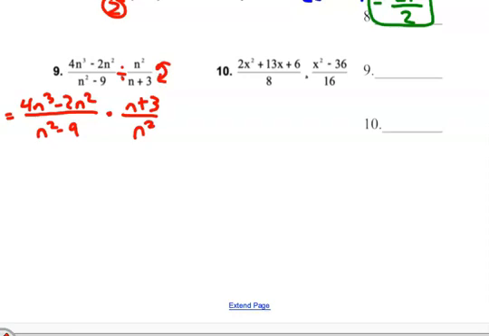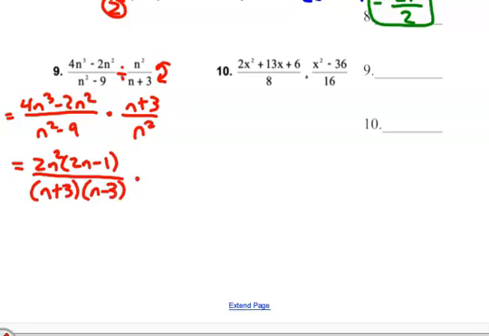Okay, then we look to factor as much as we can. We're going to take a 2n out of the upper left, and we're left with 2n minus n. Oh, I can take a 2n squared out. Sorry, that's going to be a little bit better. 2n squared, and then that's going to leave me with 2n minus 1. There we go. That's better. N squared minus 9, that's another difference of squares, n plus 3 and n minus 3. And then we have an n plus 3 in the numerator already in the upper right, and we have an n squared on the bottom.